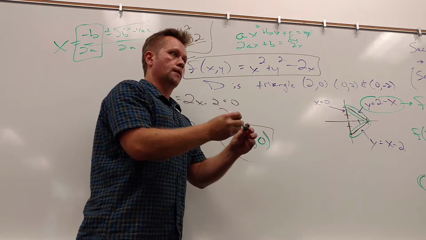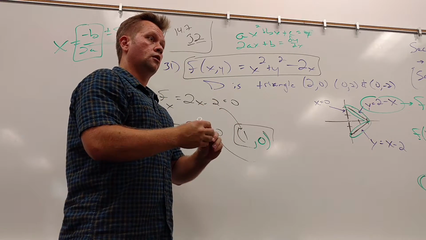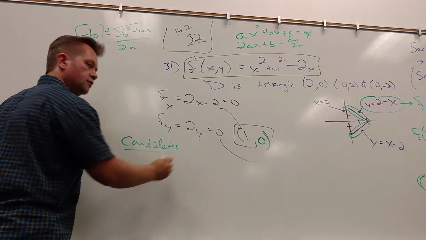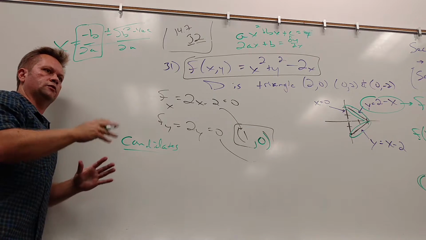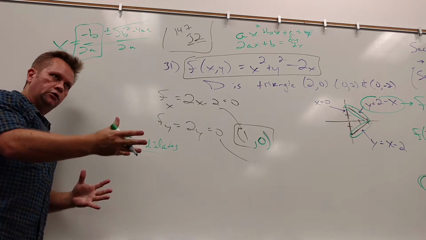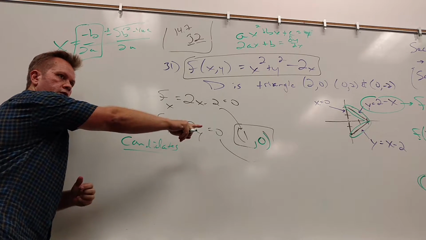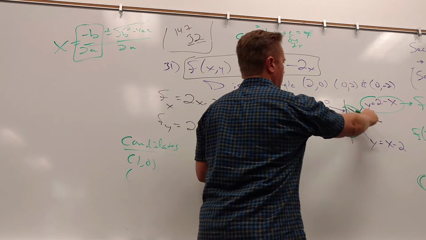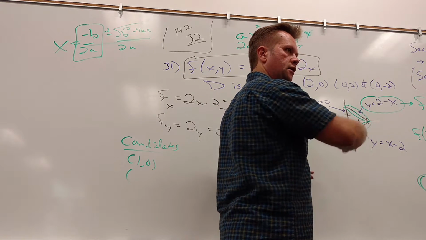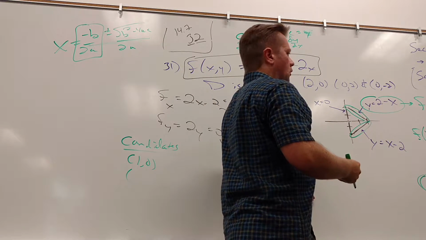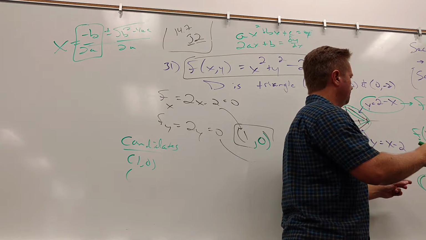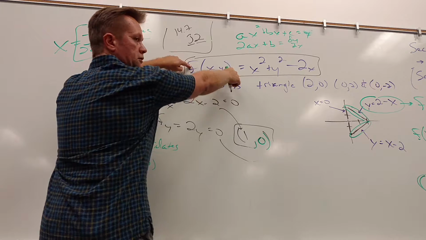Why are we plugging in 1, 0? Because what are my candidates? What are my candidates for possible maxes, absolute maxes and mins? The critical points, 1, 0. And also any points on the boundaries that give me maxes and mins. Yeah, but why are you plugging that into that equation? Plugging what into there? The 1, 0, showing you. I'm not going to plug it in there. I'm going to plug it in here.